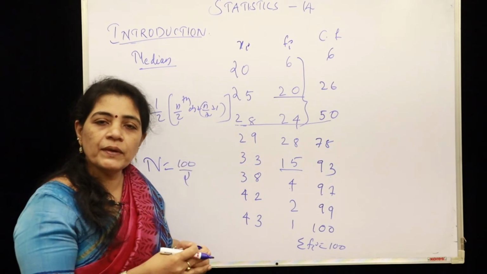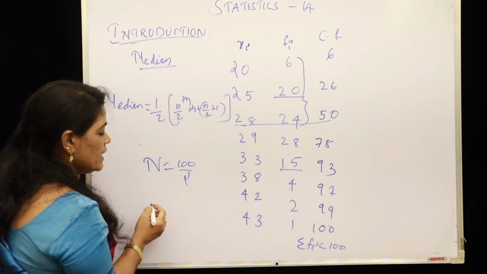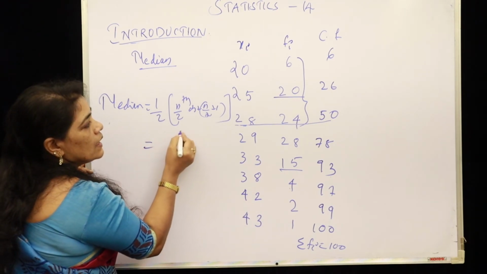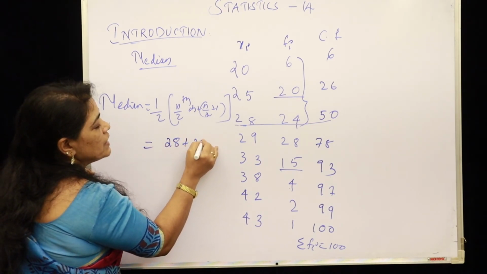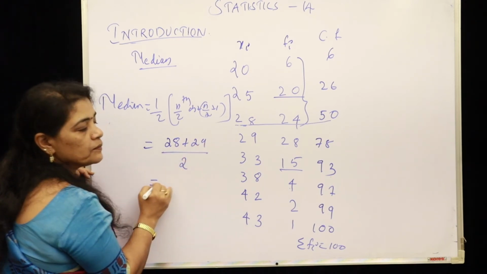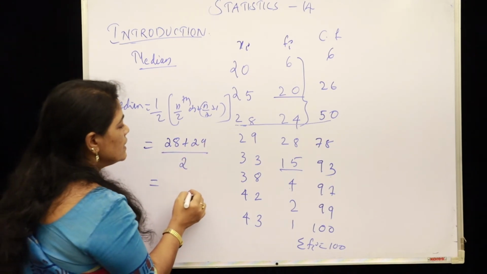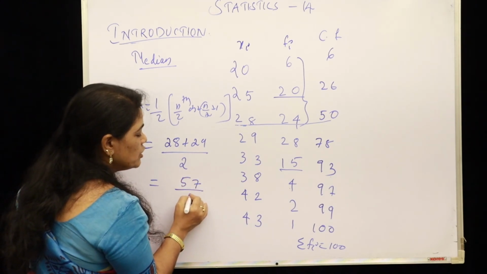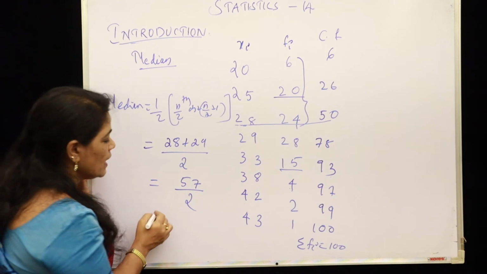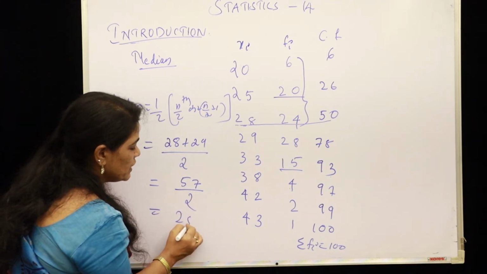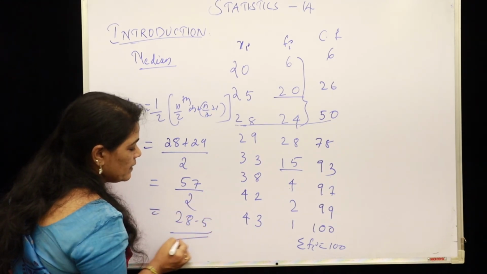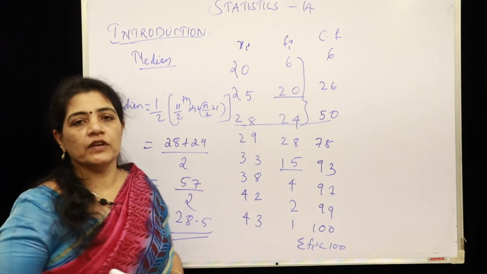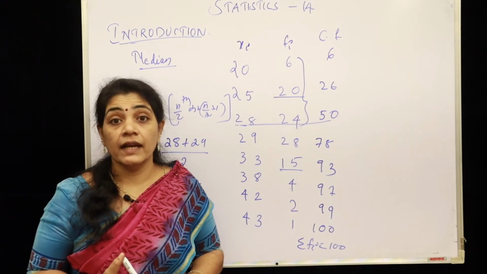So, what will be its median? That means median is equal to, since n is an even number, 28 plus 29 by 2. Is it clear, children? That is 57 divided by 2, and when you divide you will get 28.5. This is the median of this discrete frequency distribution table. Is that idea clear, children?